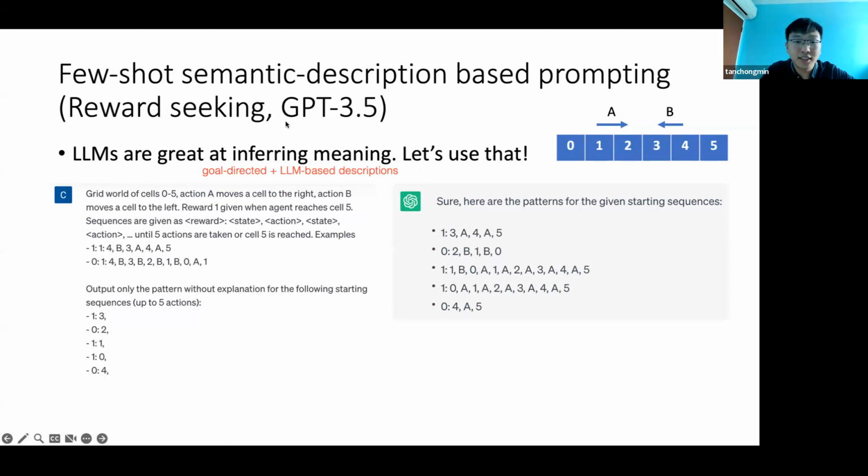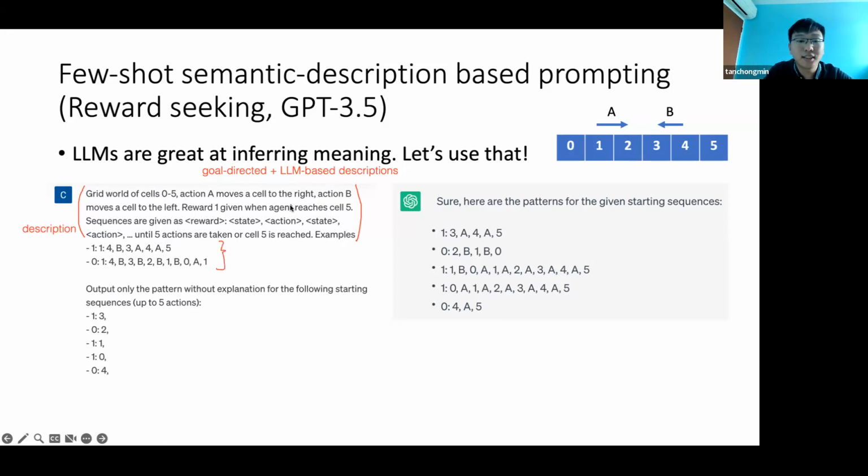What if we can just give, okay, you see what I did earlier, this is the reward one. I just said that, okay, this is the description of the environment. I give it as the LLM text. There's a grid world of cells 0 to 5. Action A moves the cell to the right. Action B moves the cell to the left. Reward 1 when agent reaches cell 5. The sequences are given as reward, state, action, until 5 actions are taken or cell 5 is reached. Then these are the examples. So I just give it 2 examples like that.